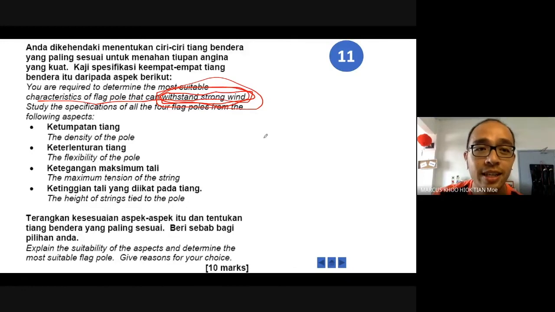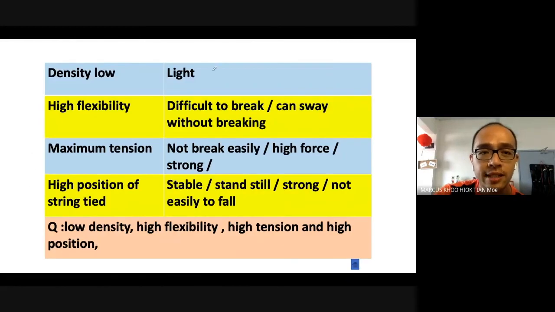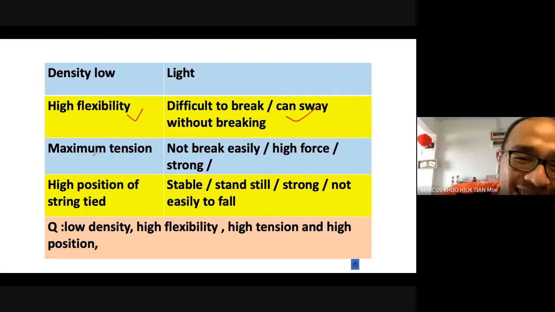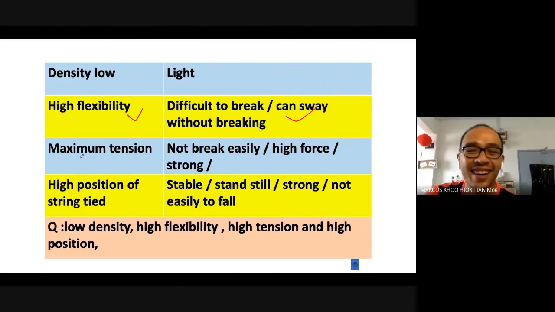So the density is low because it's light. High flexibility so that it will be difficult to break. We want it to be flexible. Can sway easily without breaking. We want the dia tidak bagi tahu pula di sini. So we want the high position of the string. Actually Mordecai's answer is correct. High position of the string so that it is more stable.